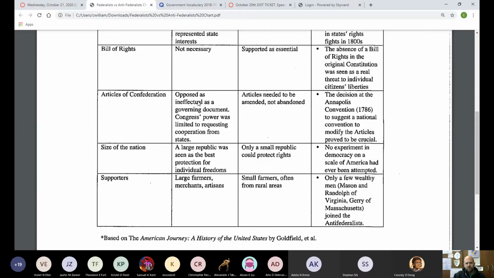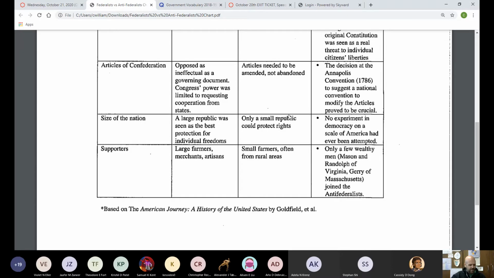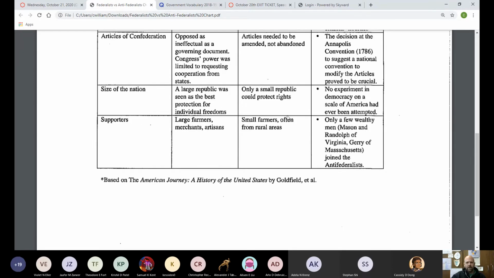Obviously, when it comes to the Articles, the Federalists are going to be opposed to it because that's why they're proposing this new government, because they said the power was limited under the Articles for the Congress. It was limited to requesting cooperation from the states instead of expecting it, and that's obvious. Now, the Anti-Federalists say, you know, yeah, there's problems with it, but it doesn't mean that we have to abandon them altogether. Now, in these last two indicators, these are going to give you more characteristics about where and who are going to be supporting each of these groups, okay?